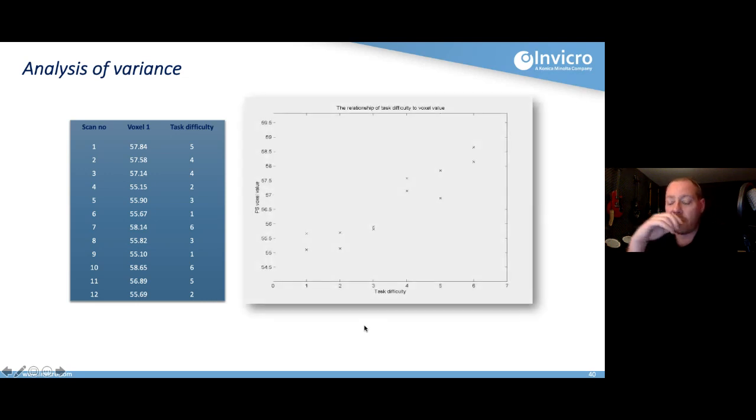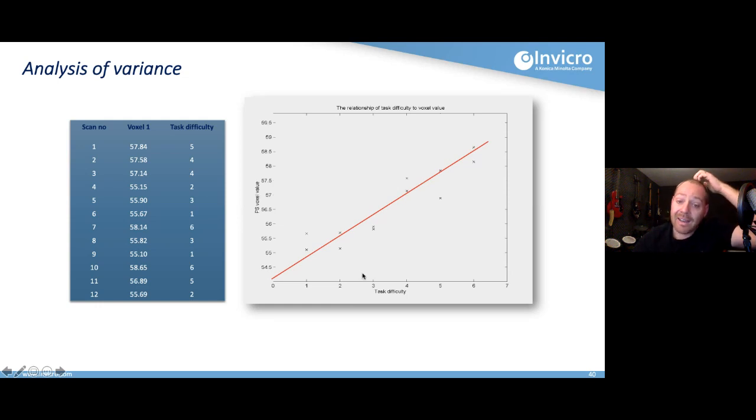Now, what the general linear model does, which is an application that we use for brain imaging, is relatively simple conceptually. What it does is essentially plot those two things and try to draw a line between them. Here we've got task difficulty and the voxel value, and you can see there's a nice positive relationship between those two things. What that's implying is that as the task gets more difficult, this voxel becomes more active.